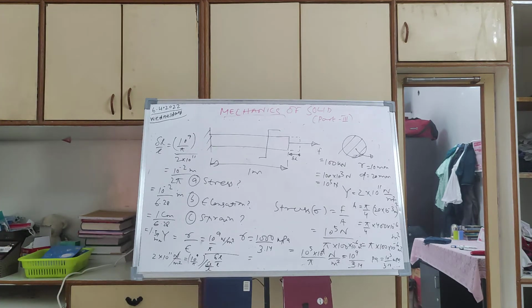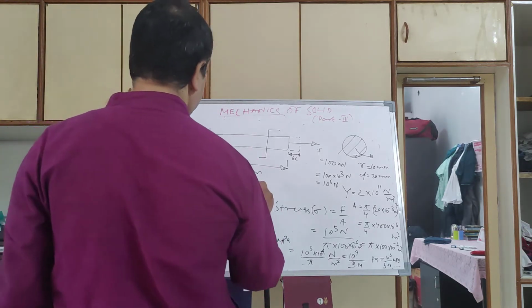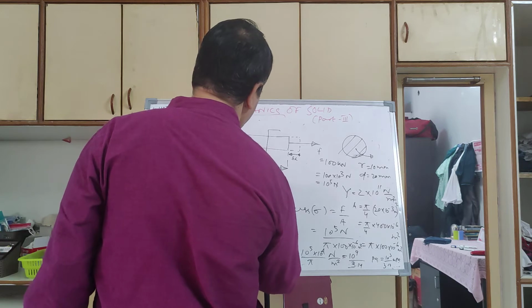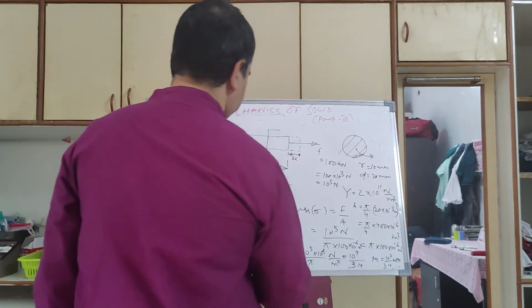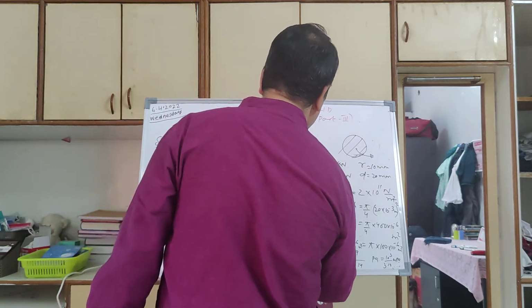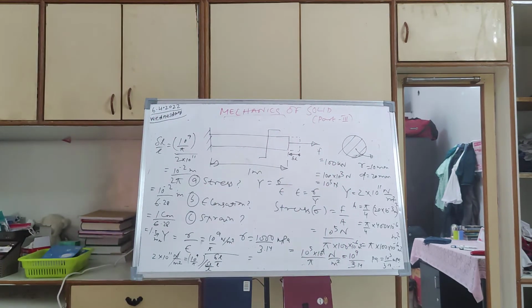So that is the second question, your elongation. Then strain is very easy. Strain is del L by L, or sigma by Y. That is what the strain is, directly del L by L. So strain is nothing but sigma by Y. That's all, and it will be unitless. Be careful about strain. It is unitless.